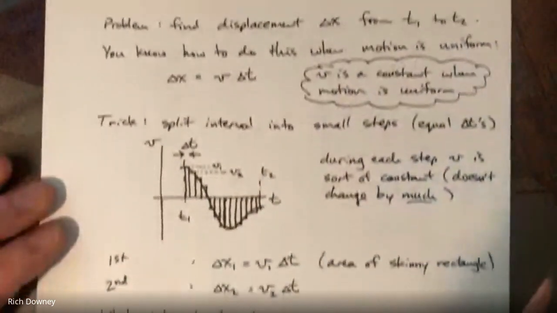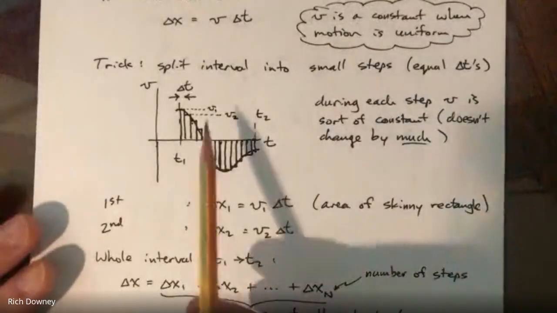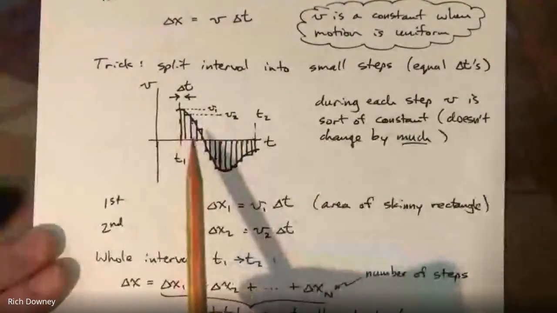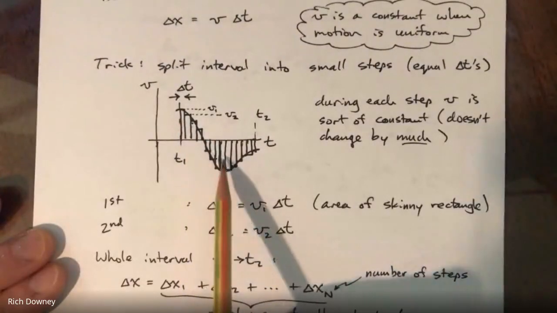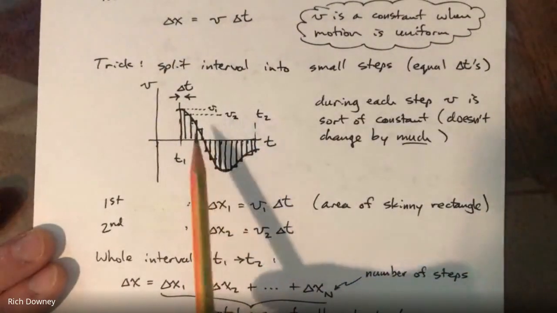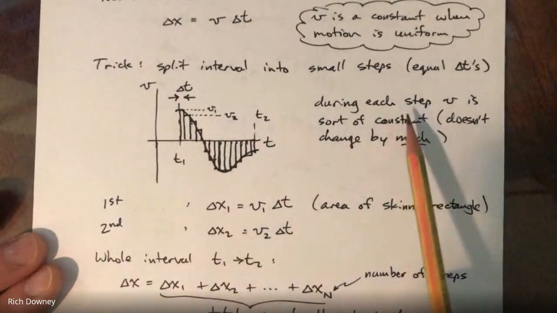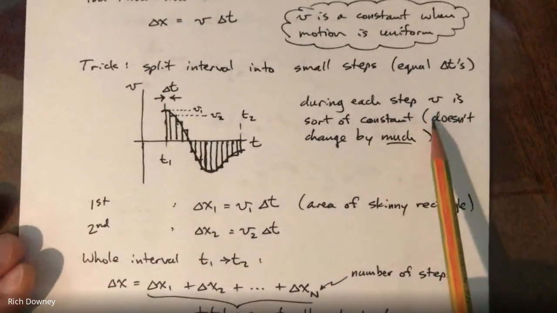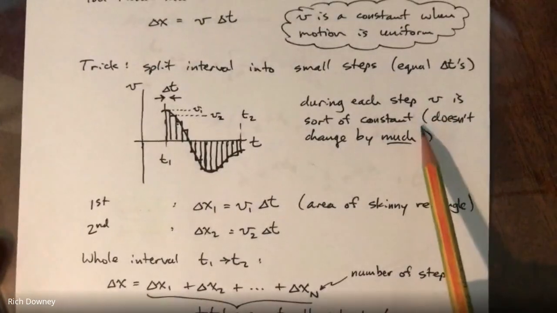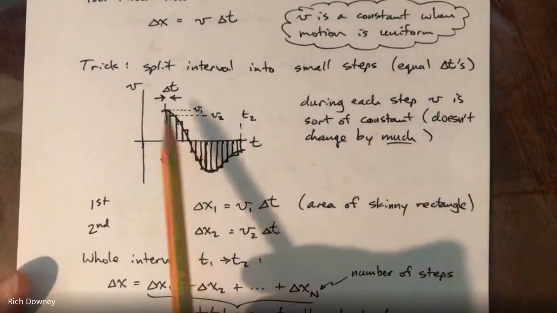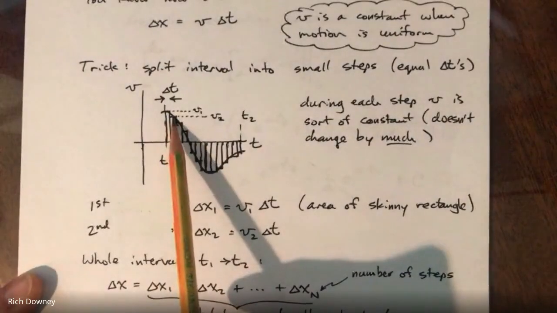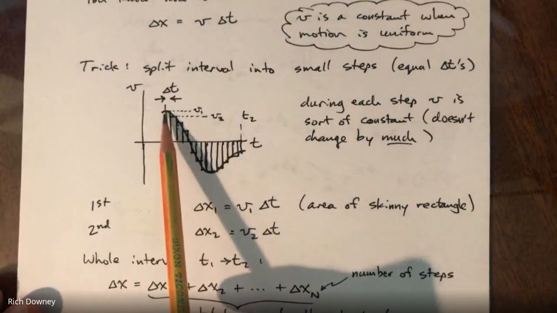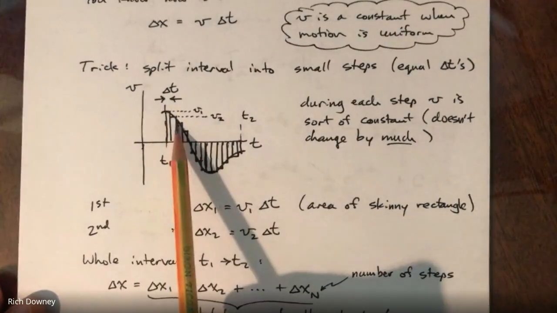So the trick is to split our interval into a bunch of little steps, tiny little delta t's. And we split our interval into a bunch of those little delta t's. They're all equal. And during each of those steps, we can say that the velocity is more or less constant. We know it's changing, but it doesn't change by a lot during one of these given steps. It only changes by a little bit. So we'll get a pretty close answer if we say that it's a constant velocity during one of these steps.